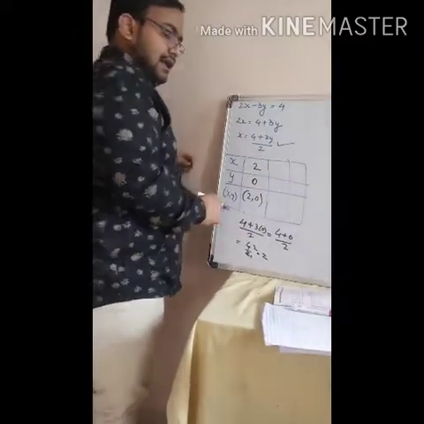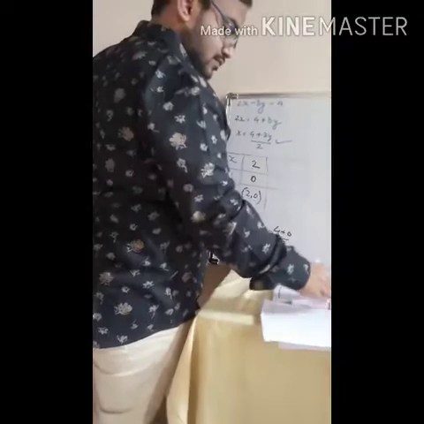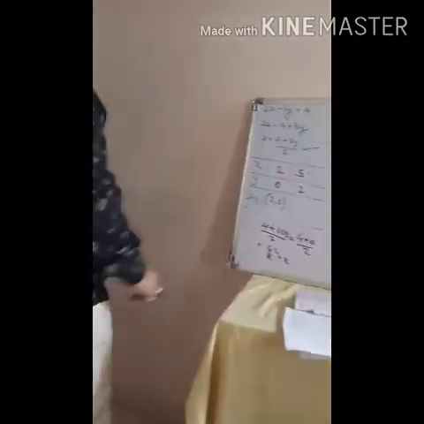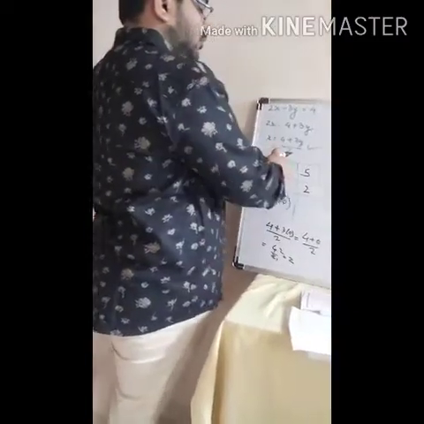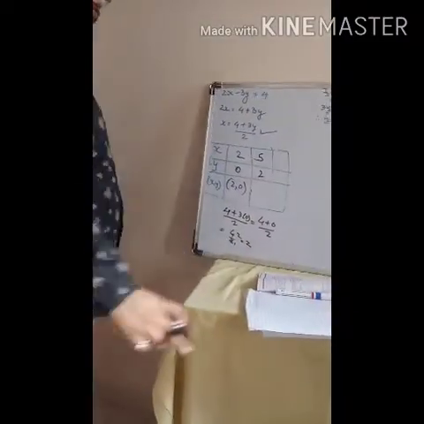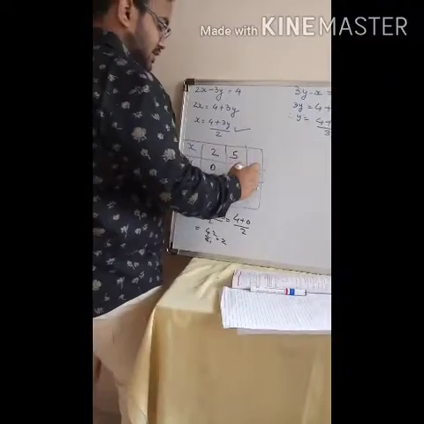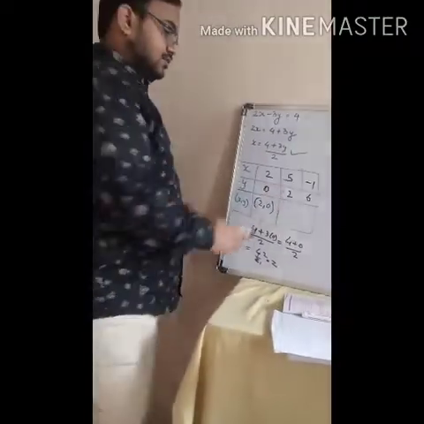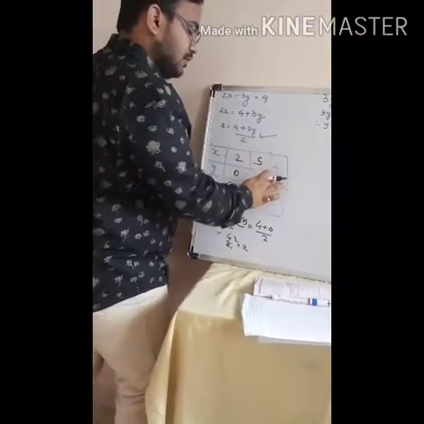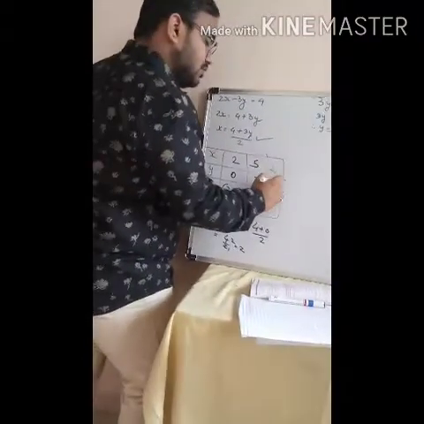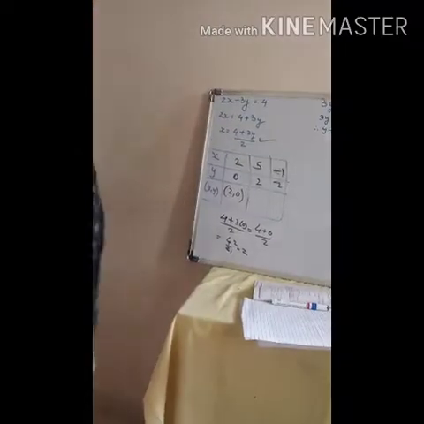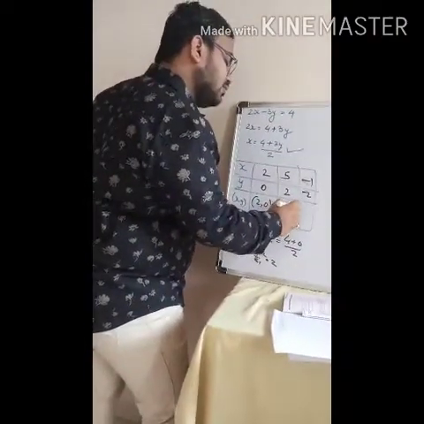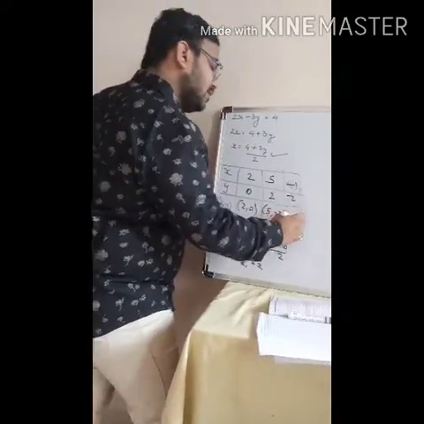Similarly, if we take y as 2, you get x as 5. 3 twos are 6, 6 plus 4, 10, 10 upon 2, 5. And if we take y as minus 2, you will get x as minus 1. Okay. Now you can write (5, 2) and (minus 1, minus 2).